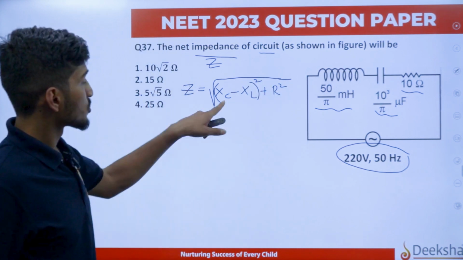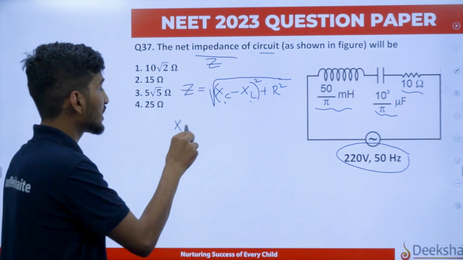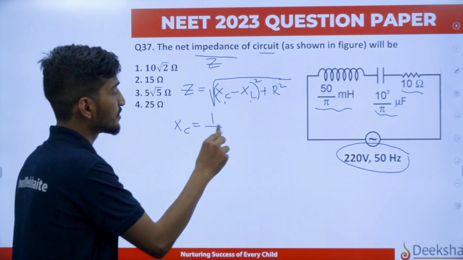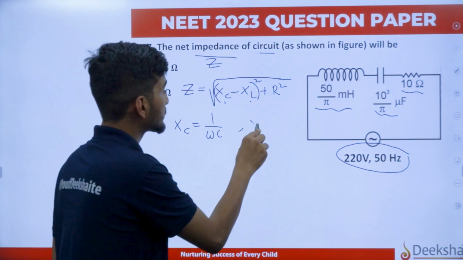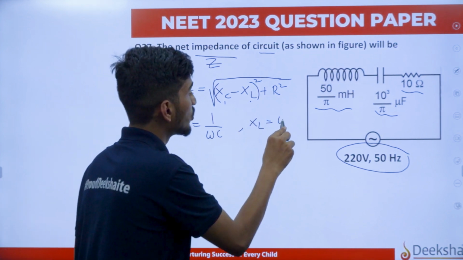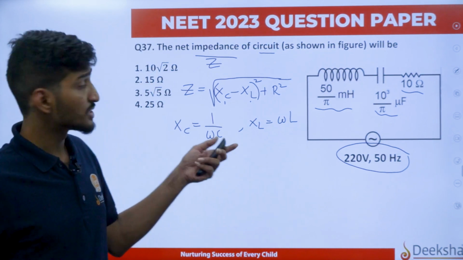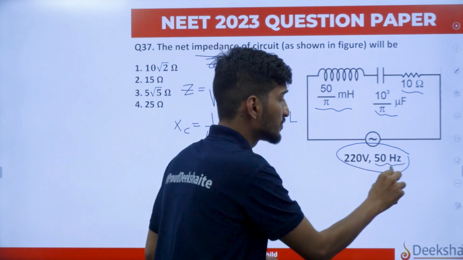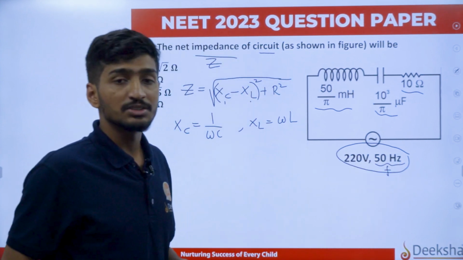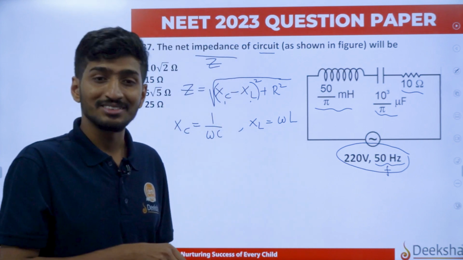Okay, so what do you need then? You need XC, you need XL. How do you calculate XC? XC is given by 1 by omega C, and XL is given by omega L. We don't know omega right now. What is the angular frequency of the circuit? We don't know, but that can be found out because we know the frequency of the circuit f, and that is given as 50 Hertz. So omega will simply just be 2 pi f.